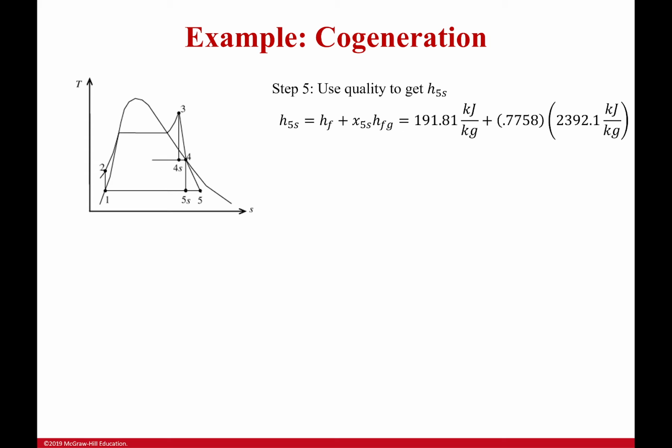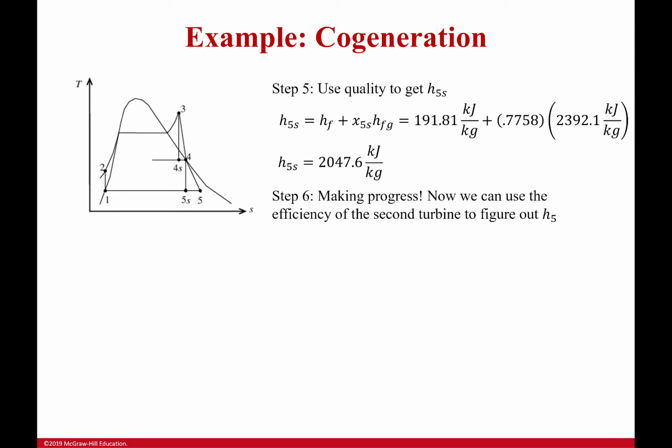Okay, so I'm finding the 0.5s right now. This is pretending that it's isentropic. I plug it in and I get 2047.6 kilojoules per kilogram. Now, this is not actually the enthalpy. Why is it not actually the enthalpy? It's not actually the enthalpy because I don't have a perfectly isentropic turbine. So I have to correct it.